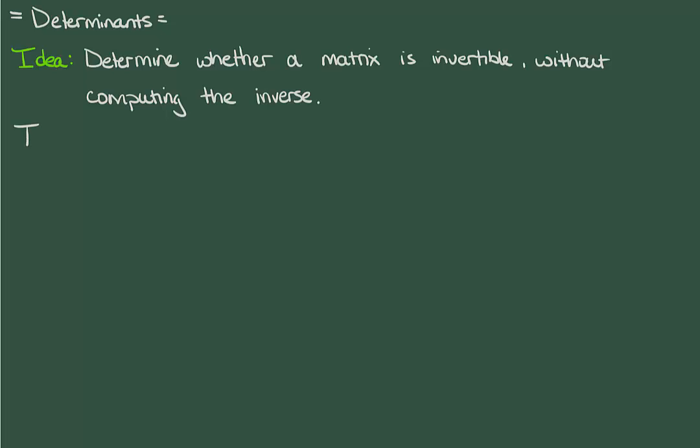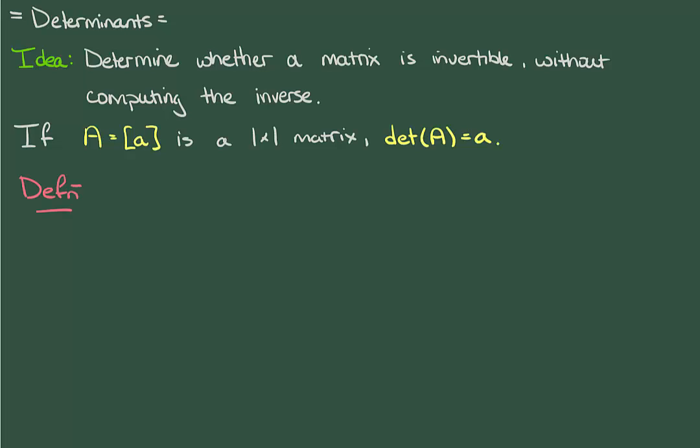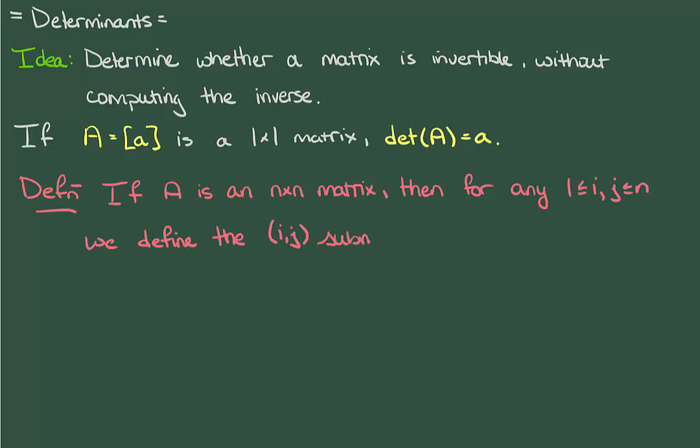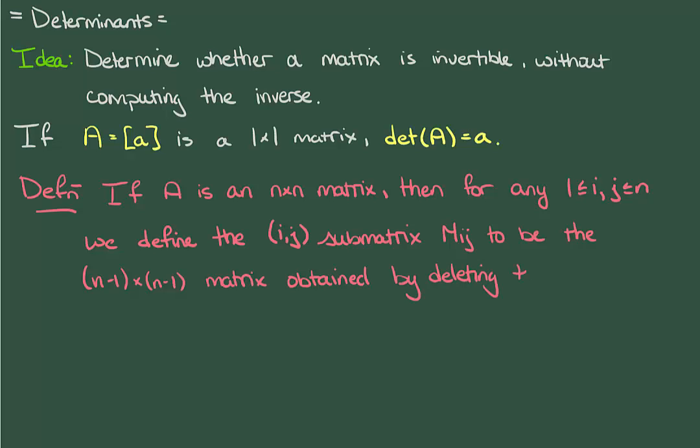Now the determinant is built inductively, so we start with the easiest case. If A is a 1-by-1 matrix, so basically just a real number, then its determinant is just itself. To talk about determinants of larger matrices, we need to define a few new objects. So if A is an n-by-n matrix, and we'll only be looking at square matrices for this video, then if you give me any i and j, we define the ij submatrix of A to be the (n-1)-by-(n-1) matrix we obtain by deleting the ith row and jth column of A.